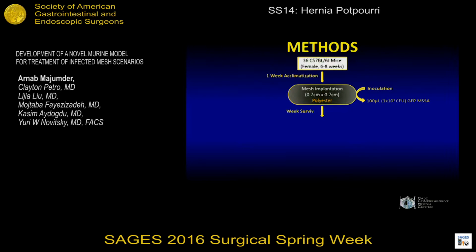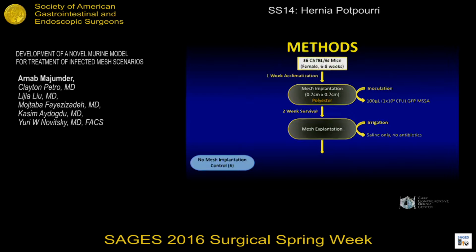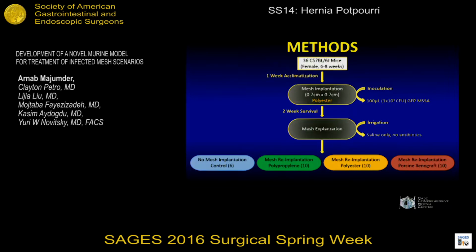These animals were survived for 2 weeks to allow for mesh infection to occur. We then explanted the mesh and irrigated the cavity with saline only. No antibiotics were used, and I'll explain that later. At which point, they were split into 4 groups, with 6 receiving no mesh as a control, 10 polypropylene, 10 polyester, and then 10 porcine meshes. These animals were then survived for another 2 weeks, and then we did analysis.